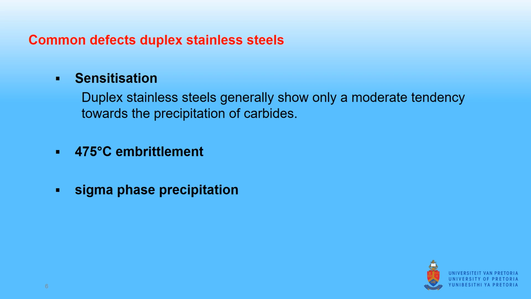Due to high chromium levels in duplex stainless steels and the large volume fraction of delta ferrite, welds are susceptible to the 475 embrittlement and sigma phase precipitation. As a result, the operating temperature of duplex stainless steel and welded joints should be below 280 degrees Celsius.